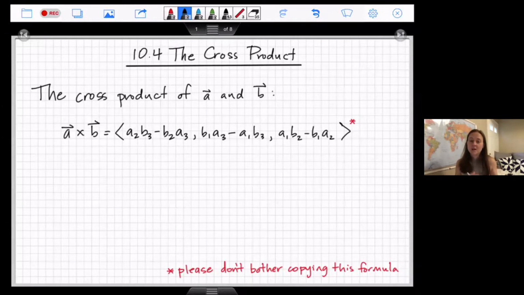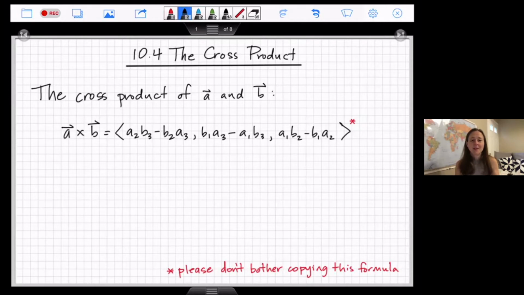And just like with the dot product, the cross product gives us lots of meaningful information about the two vectors we're crossing. So I have the formula here for the cross product of A and B, and you can see it's a vector. It's got lots of stuff going on there with a little asterisk that says, please don't bother copying this formula, because although this is the formula for the cross product, absolutely nobody on the planet uses this. Everybody calculates cross products using matrix determinants. So that's all I'm going to show you how to do in this video.